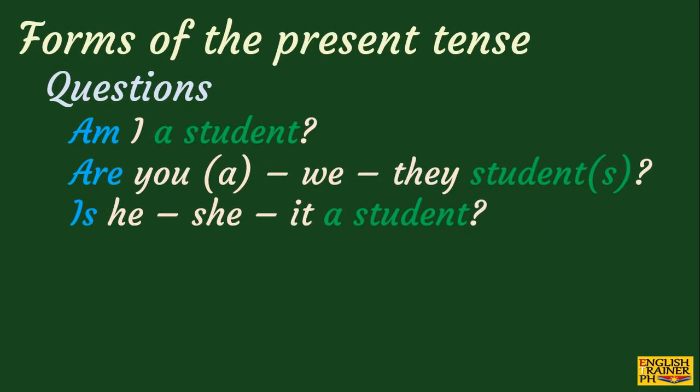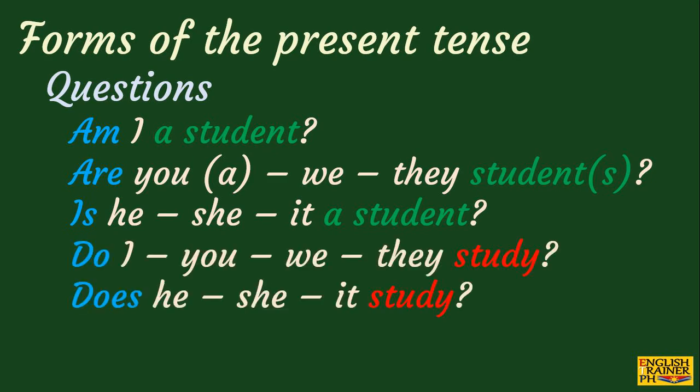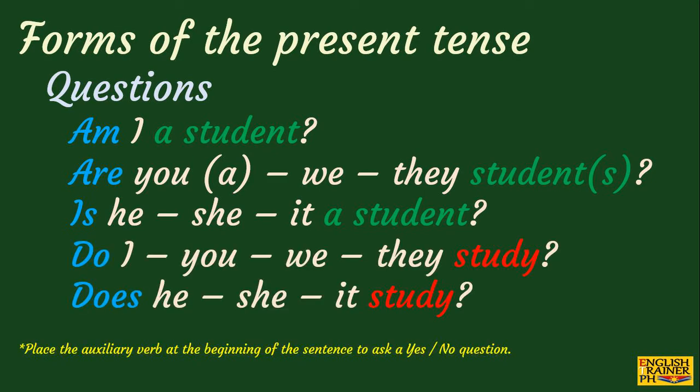To ask a yes or no question in the simple present tense is very easy. All you need to do is to put your auxiliary verb at the beginning of the sentence. So we put be at the beginning and do at the beginning also. So I can say, am I a student? Are you a student? Is he a student? All of this will be answerable by yes or no. Are you a student? Yes, I am. No, I'm not.